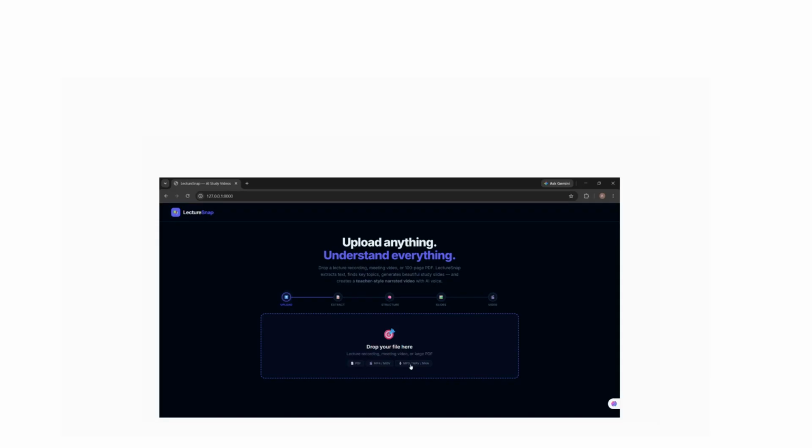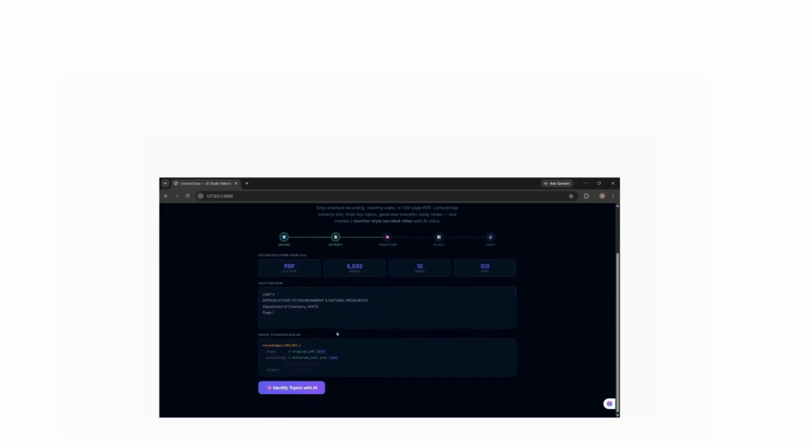Let's go in. Now I will upload the PDF. It will go to Backblaze B2 Storage, and then the information will be extracted. Mainly, whatever PDF we share, it will be converted. Wait a moment. Now it is converted.